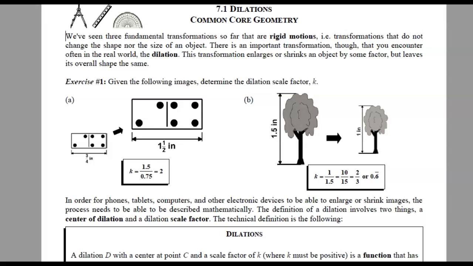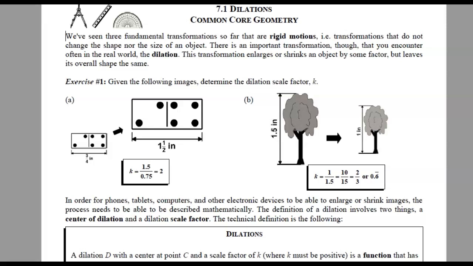But a dilation is a little bit different in that it will enlarge or shrink an object by some scale factor, and overall the shape will stay the same. It's a proportional increase or decrease. So we'll see a few examples of that in this introductory lesson, and that's what this unit is going to be mostly about. So in exercise 1, what we can see here is it's been measured in inches.